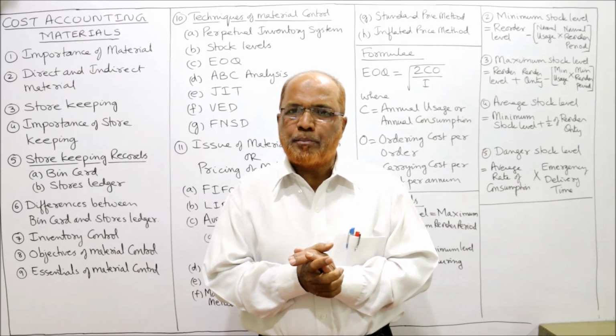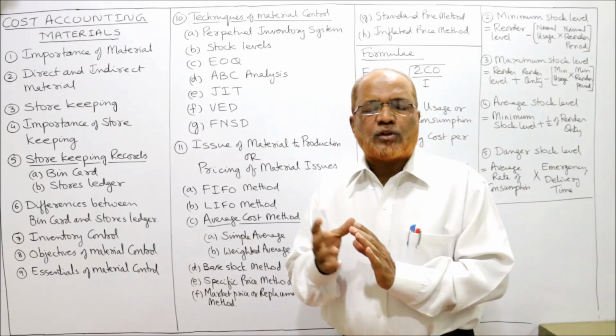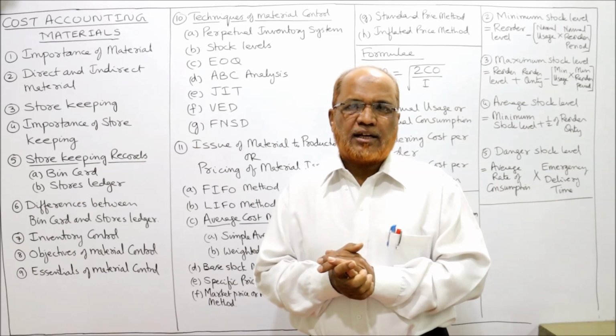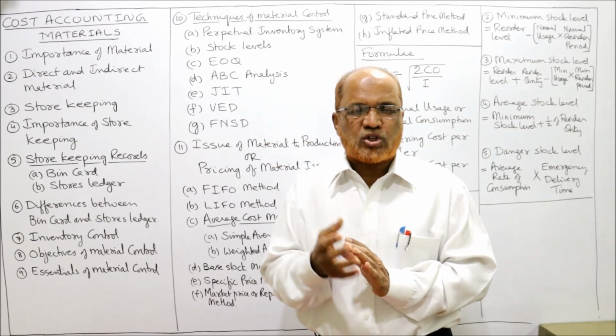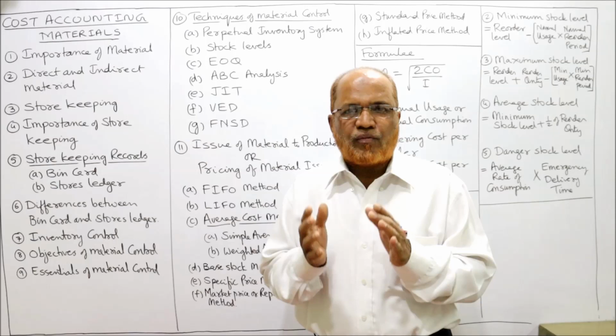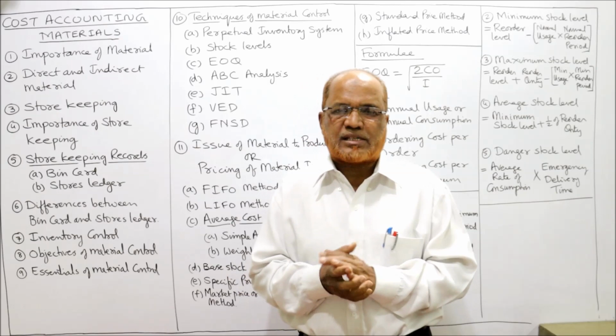See here, in most organizations, the major part of the total cost of production is material. So there is an utmost need that this material cost should be controlled. Otherwise, what will happen? The total cost of production will increase. When cost of production increases, the profitability will come down. So one of the objectives of cost accounting is to ascertain the cost and to control the cost.